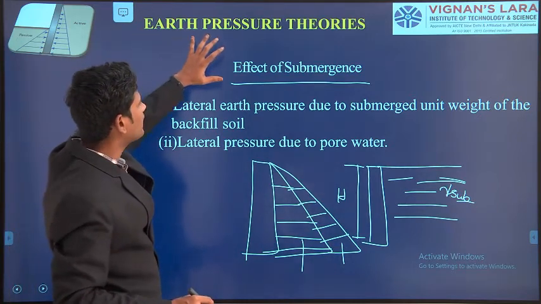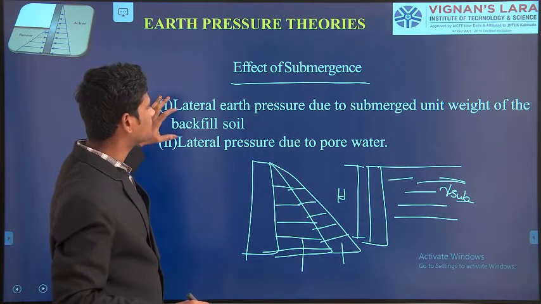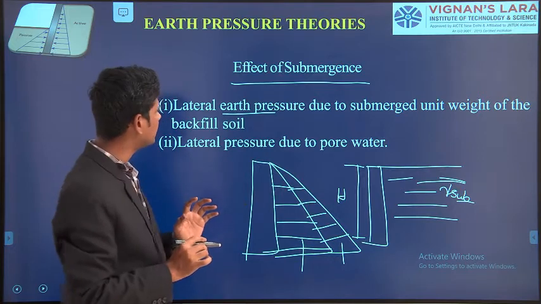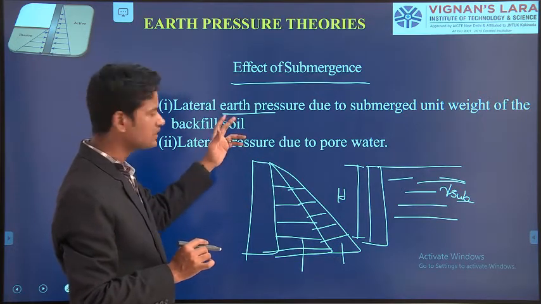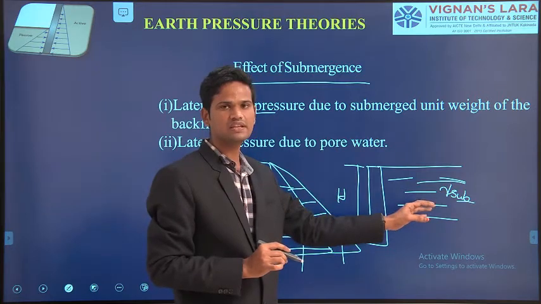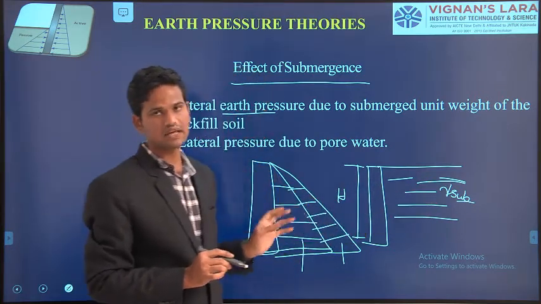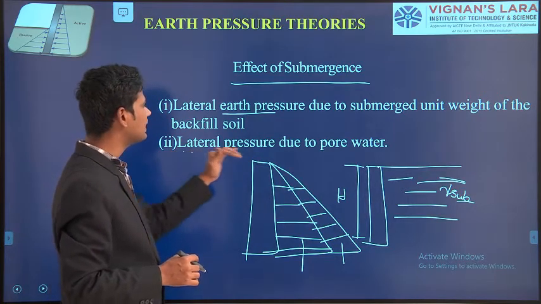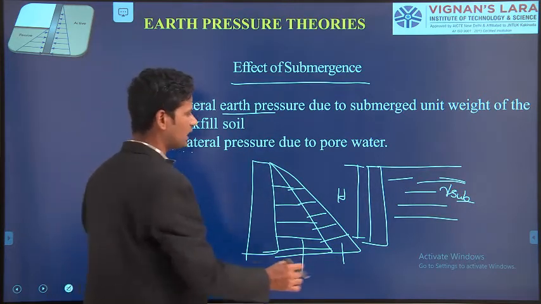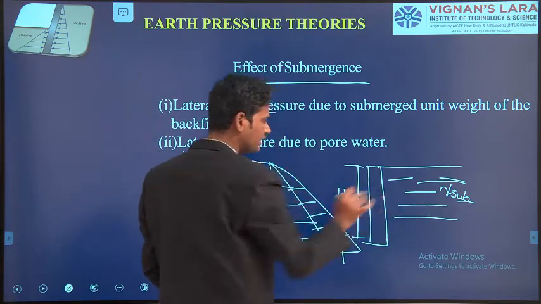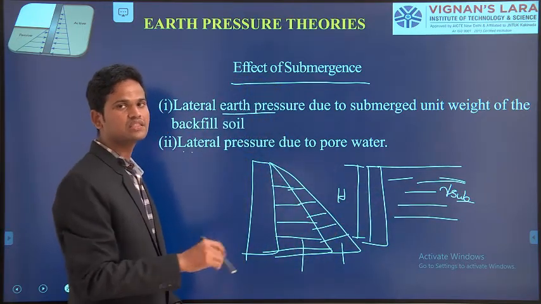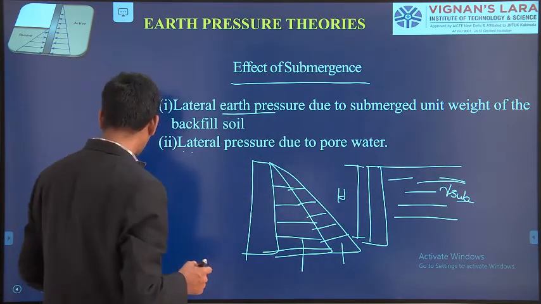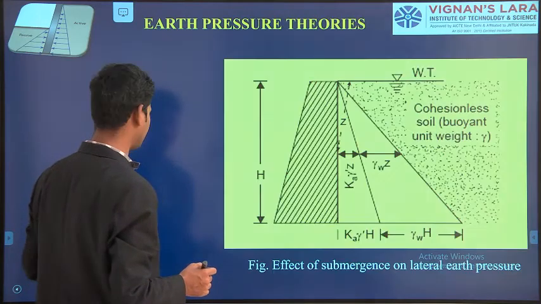If you see here, effect of submergence: lateral earth pressure due to the submerged unit weight of the backfill soil. The second one is the lateral earth pressure due to the pore water. What is the soil available here? The submerged soil will create some pressure on the wall. That lateral pressure we have to calculate. As well as the second condition, lateral pressure due to the pore water. The water that is filled within the soil in the voids also will create some pressure on the wall. That pressure also we have to calculate. By seeing the diagram I will explain.